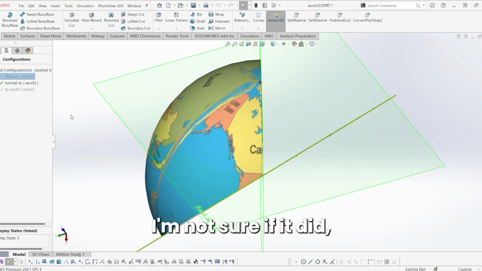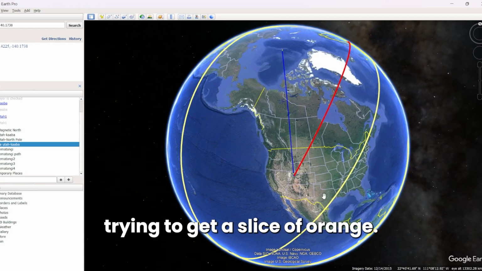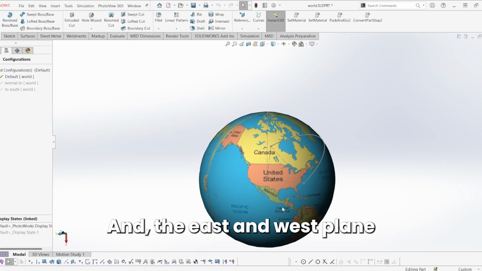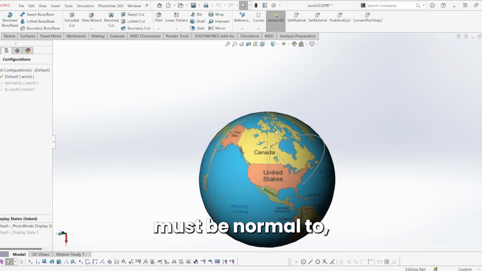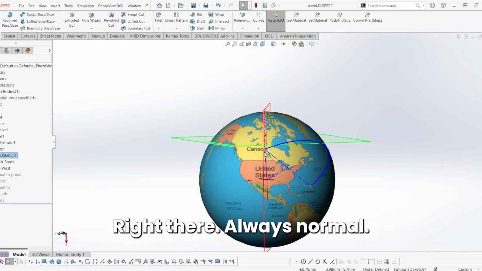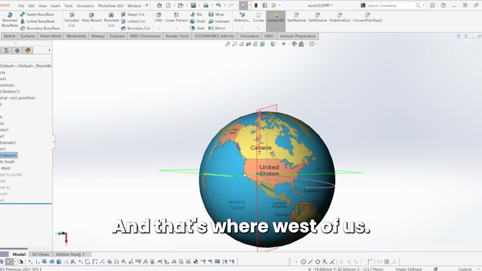I'm not sure if it did, but the critical point is how you identify east and west, right? If you're identifying east and west based on the curvature of the earth, like we did here, then you're trying to get a slice of orange. That's not how it works. You should be cutting it parallel to the planes of the earth, and the east and west plane must be normal to, or rather perpendicular to, the north and south plane, which we looked at here, right? They're always normal. That's where east always is, and that's where west always is.